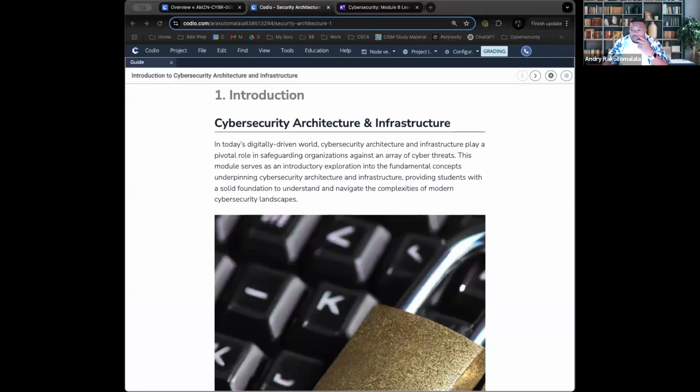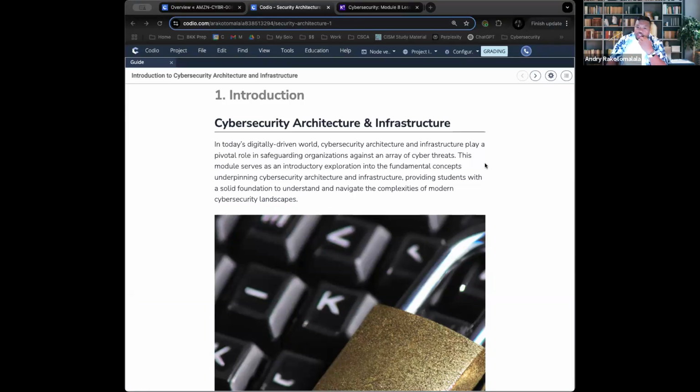Okay, that being said, let me go ahead and start sharing my screen so that we can get started. All right. So at this point, everyone should see my security architecture screen. We do have a good amount of material to go through, but I'm going to break it down bit by bit. This will be a normal paced class. I'm not going to go any faster than I usually do.